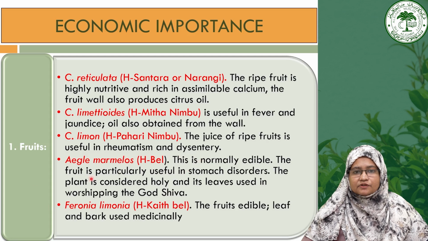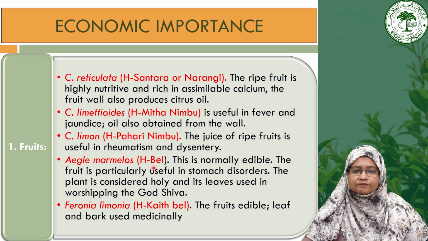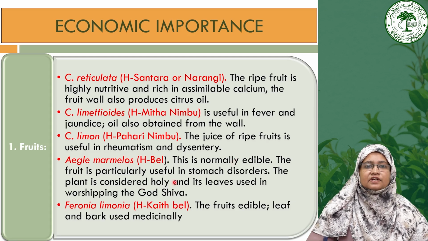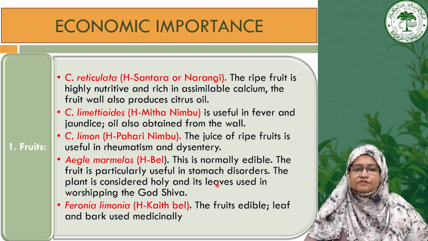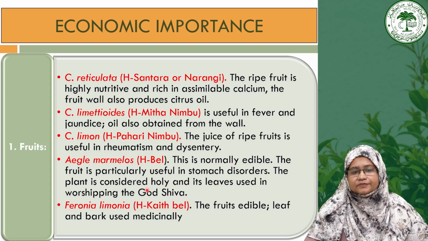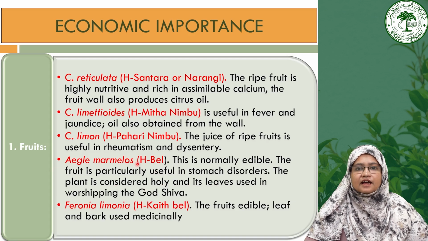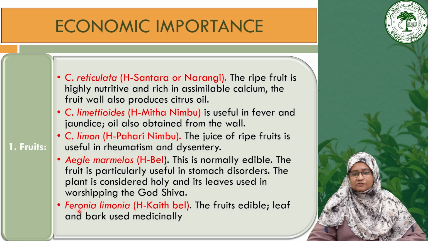Then the next fruit is obtained from Aegle marmelos, whose vernacular name is bael. This is normally an edible fruit, and the fruit is particularly useful during stomach disorders, and the plant is considered holy and its leaves are used in worshipping the god Shiva. Now moving towards the next fruit plant, that is Feronia limonia, which in Hindi is called kath bel. The fruit is edible and the leaf and bark are used medicinally.